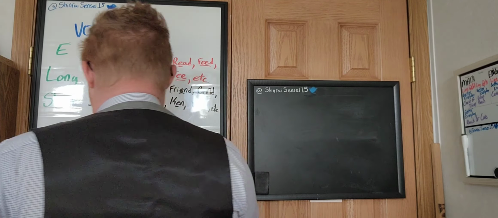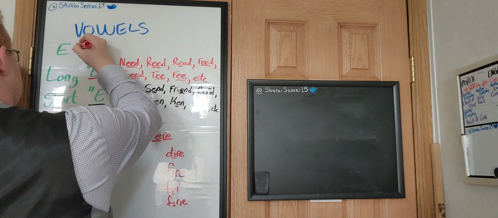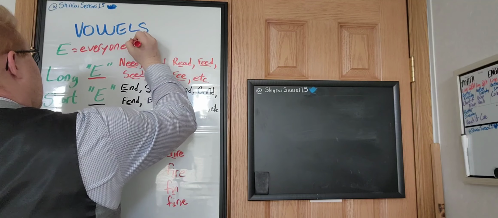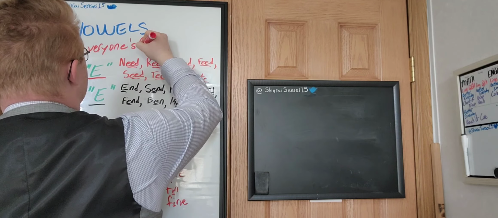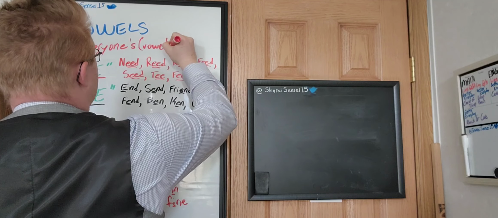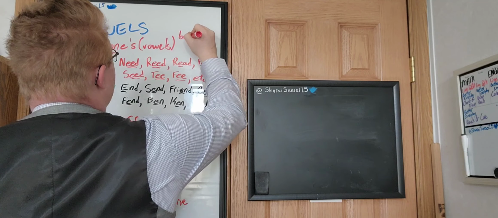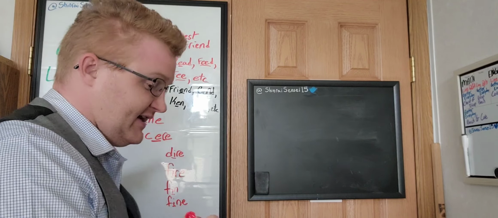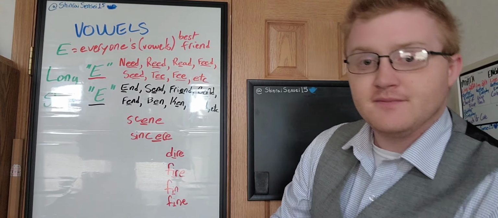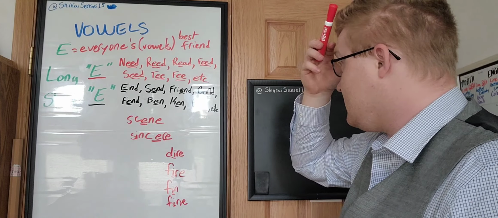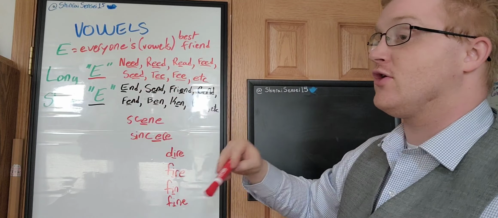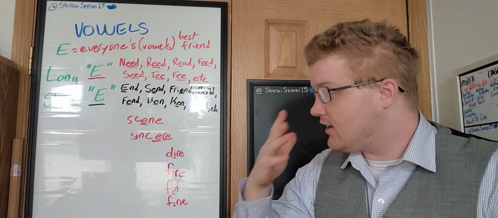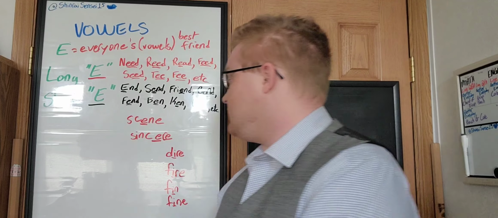So, E is everyone's, as far as vowels go, best friend. The letter E is every vowel's best friend because every vowel is going to have their long sound, which you can argue is the true sound of that vowel, comes out whenever you put an E at the end.